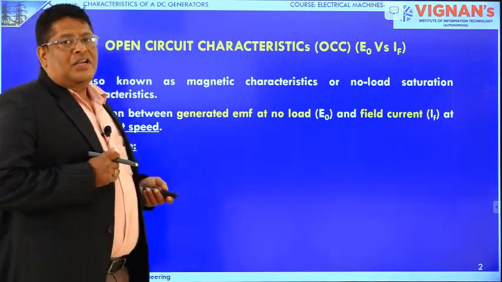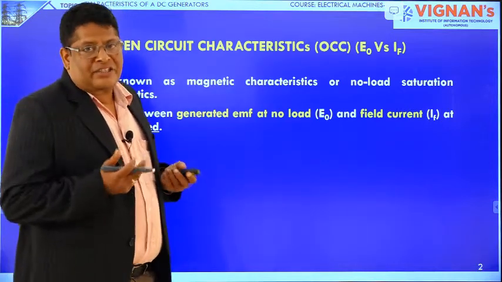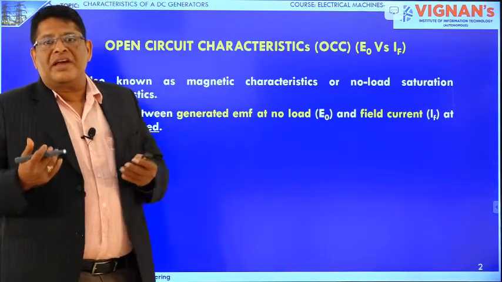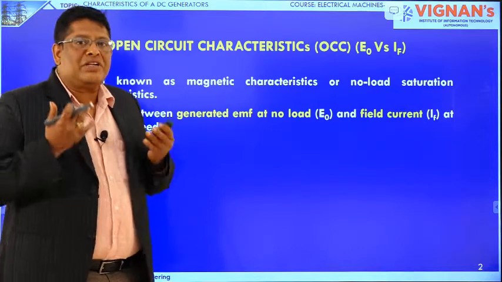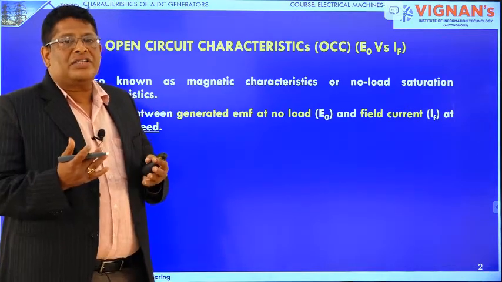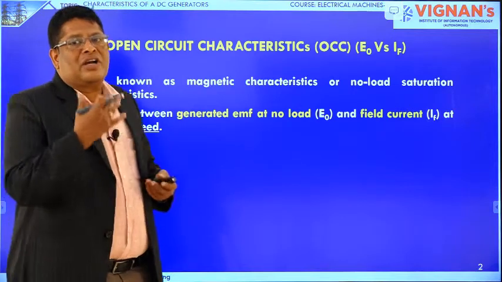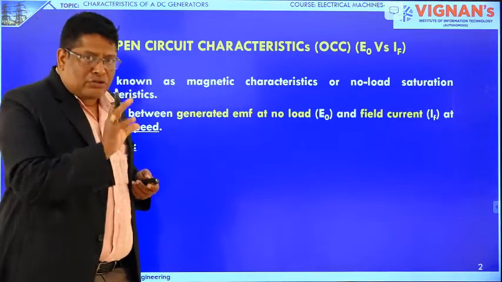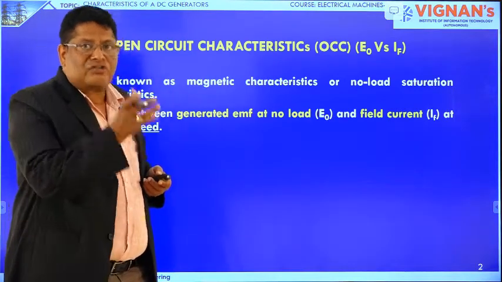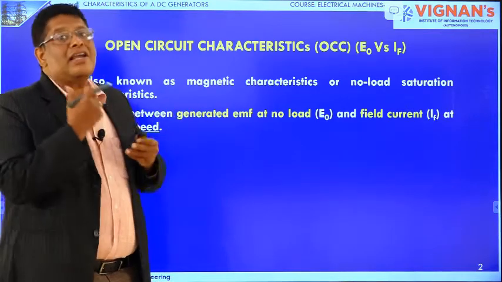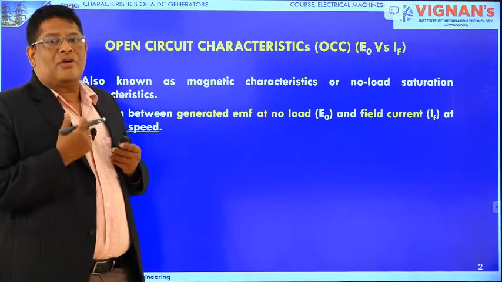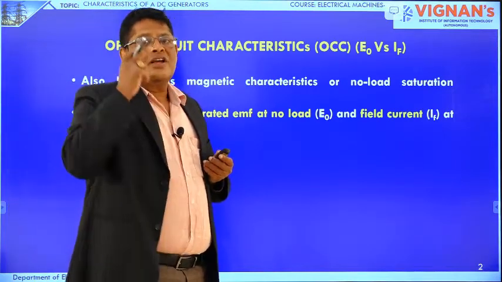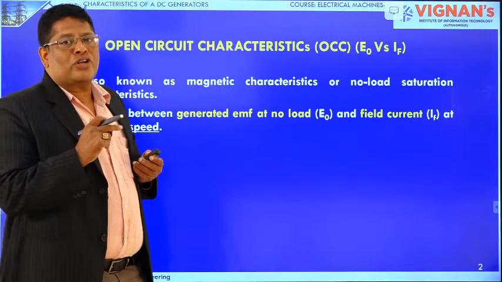See here, in our lab, how we are going to conduct the OCC test: for a generator we should give the mechanical input, but here in our lab we have a DC motor. The DC motor gives the mechanical output that is given to the generator. When the DC motor is rotating, the armature of the DC generator also rotates, because both are mechanically coupled. First we fix the speed of the generator by means of the motor at a constant value.